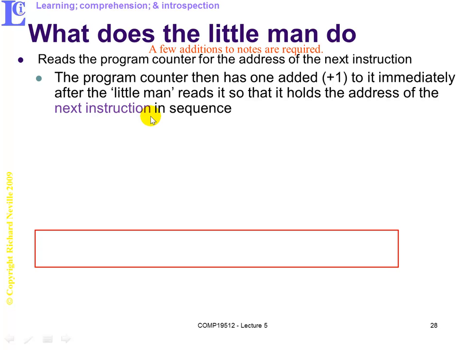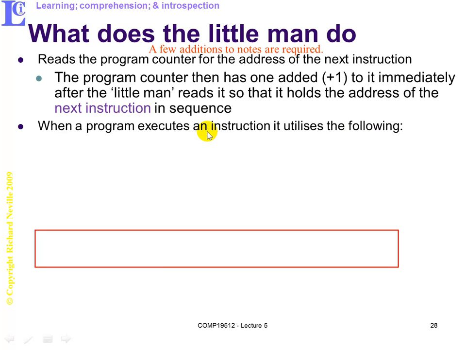Well, every time he first has to go to the program counter to get the address of the next instruction. If the reset button has been pressed, that will be 0. Once he's read it, the program counter is incremented by 1, so now it will hold 01, the next instruction address, and that will be the next instruction in the sequence which the little man will follow after this one.